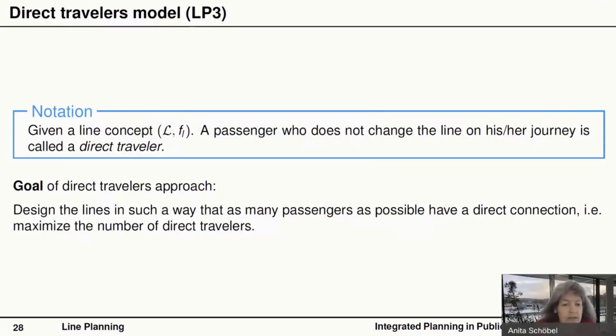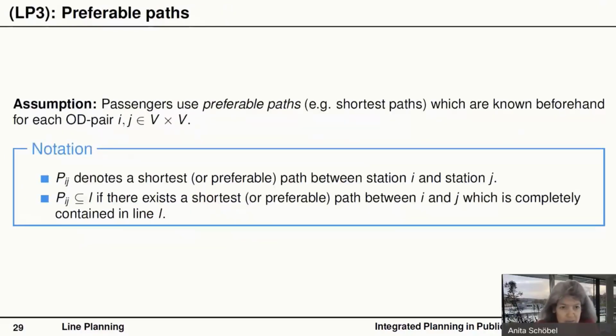So now we only have as variables so far our f_L variables, the frequencies. From the frequencies alone, it's very hard to compute the number of direct travelers. So we need some tricks to determine this number of direct travelers within the model. For this, we have an assumption that passengers use preferable paths, and these paths should be known beforehand for every OD pair. And then we can determine, for every path between I and J, that it should be a shortest or preferable path between the 2 stations I and J.